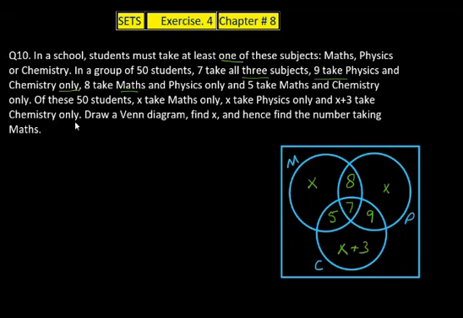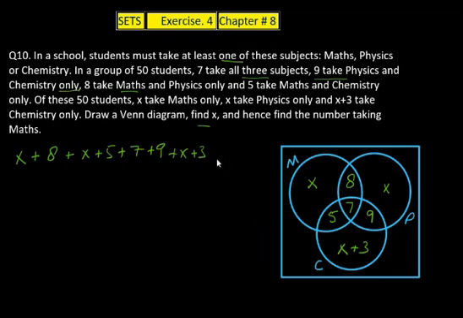Now it says draw a Venn diagram. We have already drawn it. Find x and hence find the number taking mathematics. So we have to find two values. First of all, let's find the value of x. If you add all these portions, that must be equal to 50. So let's add them all, starting from this one: x plus 8 plus x plus 5 plus 7 plus 9 plus x plus 3, right?